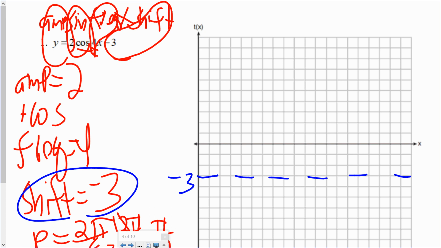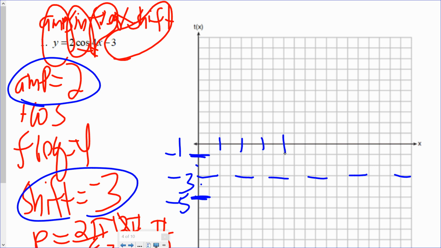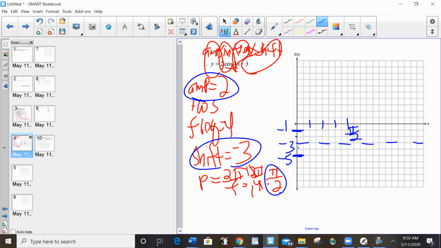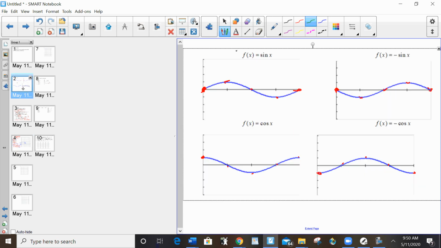My amplitude is how high and how low, so I'm going up 2 to negative 1, down 2 to negative 5. That's my y-axis. My x-axis, I make 1, 2, 3, 4 dashes, and my period goes at the end of the fourth dash. Now it's a positive cosine. Positive cosine starts at the max and then goes down from there.